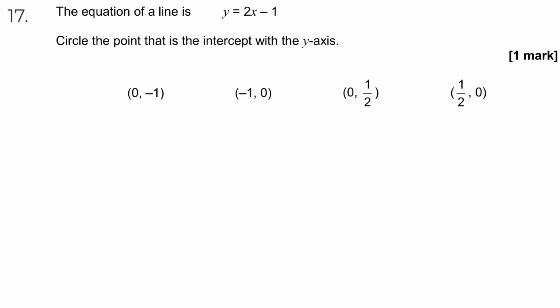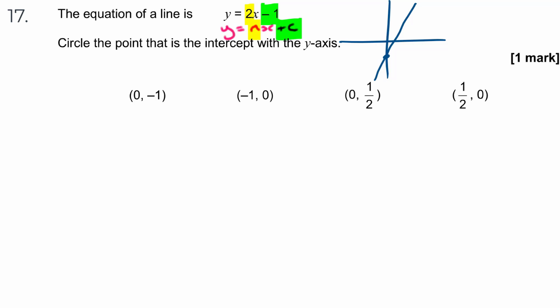Question 1. The equation of a line is y equals 2x minus 1. Circle the point that is the intercept with the y-axis. Well, equations are always of the form y equals mx plus c. So the m value is 2 and the c value, or the y-intercept, is minus 1. That means this line is going to pass through the y-axis at minus 1 with a gradient of 2.